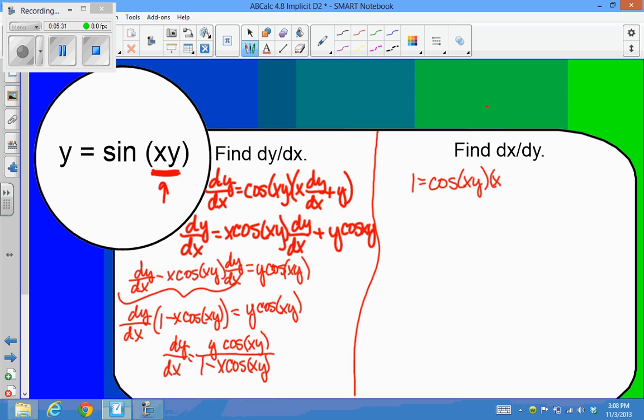So I've just got my x there, plus the second, that's going to be a y, times the derivative of the first. Well, now my derivative of x with respect to y from this right here is going to give me dx/dy. Distributing through, and I have 1 equals cosine of xy.